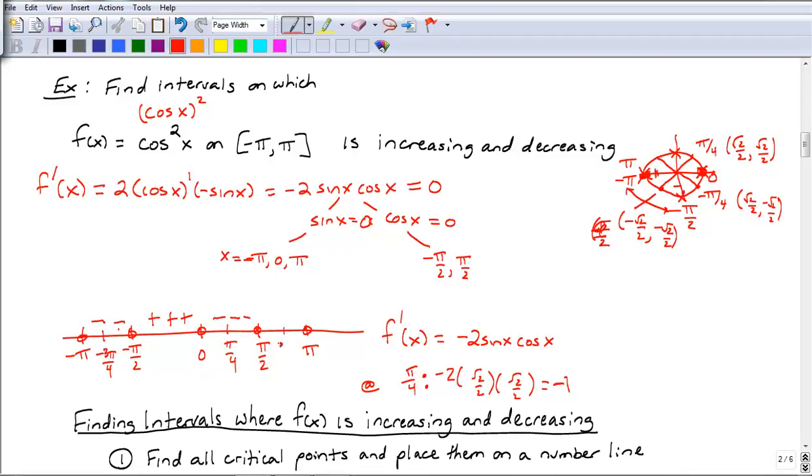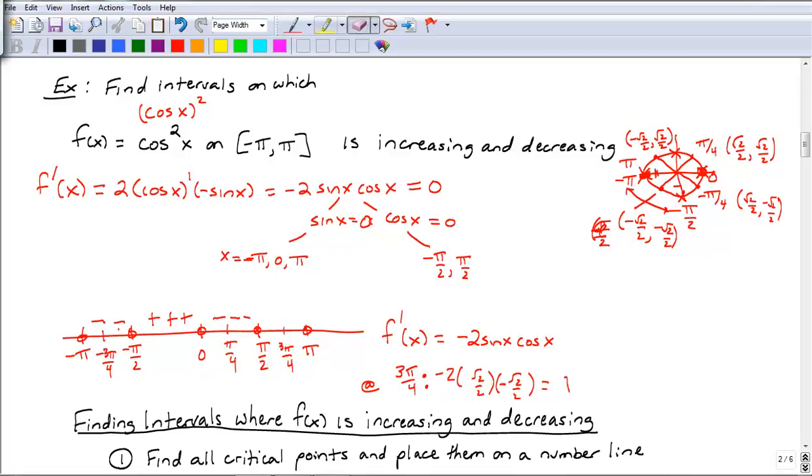I'm just using reference angles to help me figure out points that I can easily figure this out for. Here the cosine is negative because the x is negative. The sine is positive because the y is positive. So at positive 3 pi over 4, the sine is positive. The cosine here is negative.